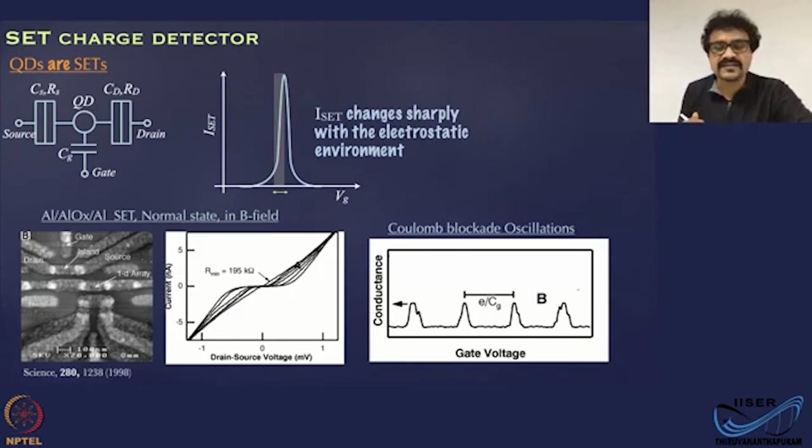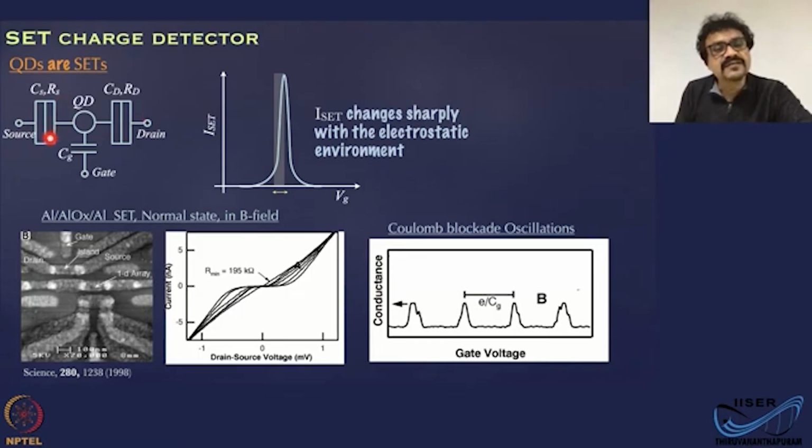It could be metallic, semiconducting or superconducting. And usually those are larger quantum dots compared to the quantum dots that you use for quantum circuit applications such as spin qubits.